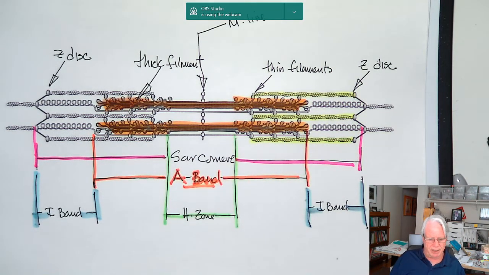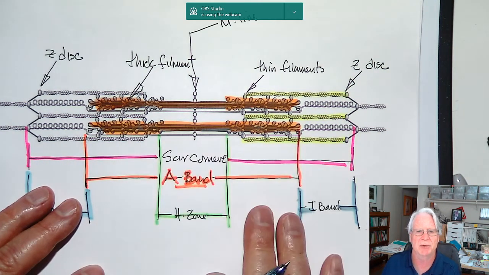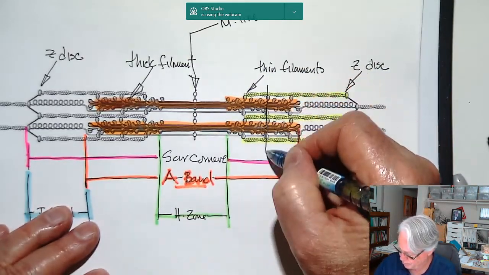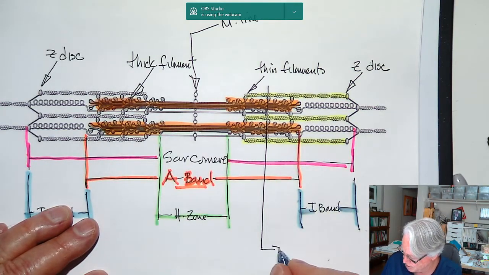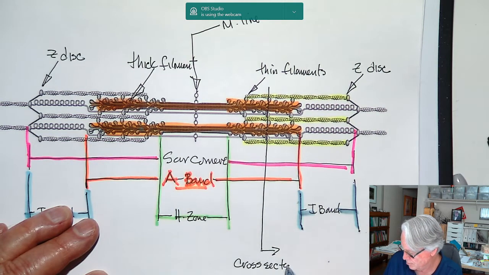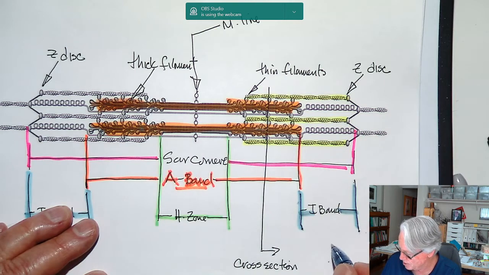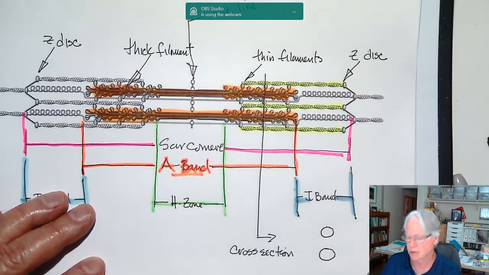Now, I'm going to do something to give us a better picture of how all of these are arranged. I'm going to take a section, a cross section. I'm going to make a cross section here. So I'm going to cut this, and I'm going to have two thick filaments. One, two. Two thick filaments. Okay.